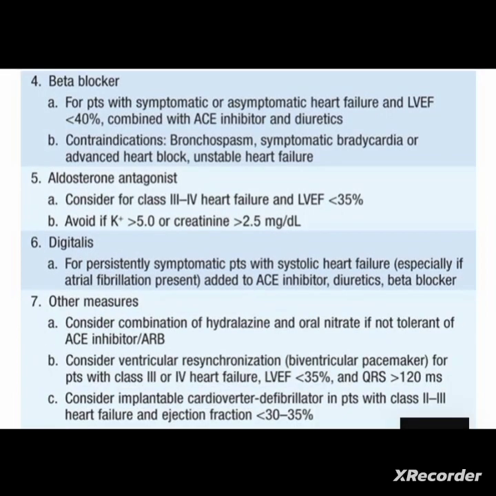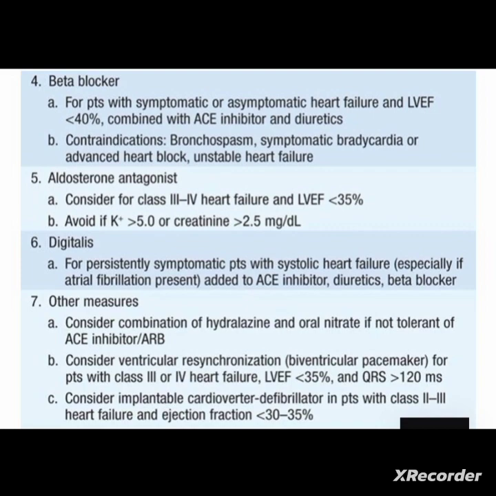Next one, beta blocker, for patients with symptomatic or asymptomatic heart failure. The contraindications are bronchospasm, symptomatic bradycardia, then heart block. In all these conditions, beta blocker is contraindicated. Then aldosterone antagonist, especially in class 3 and class 4 heart failure, with left ventricular ejection fraction less than 35%. At that time, we can use the aldosterone antagonist.